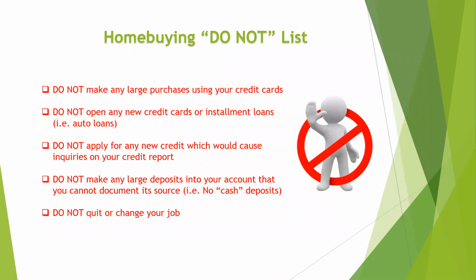Okay, then, as I've mentioned in previous webinars, the processing staff, the people we work with, has made it clear to me that we have to make sure we tell everybody your home buying do-not list. Basically, do not make any large purchases using your credit cards. Do not open any new credit cards or installment loans, because that'll affect your debt ratio. Do not apply for new credit that would cause inquiries on your credit report, because then we're going to ask you what that inquiry was, and if it is new credit, it affects your debt ratio.